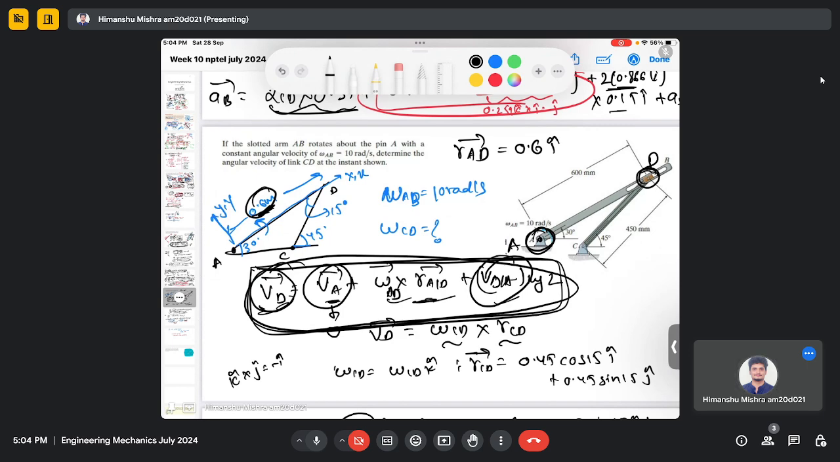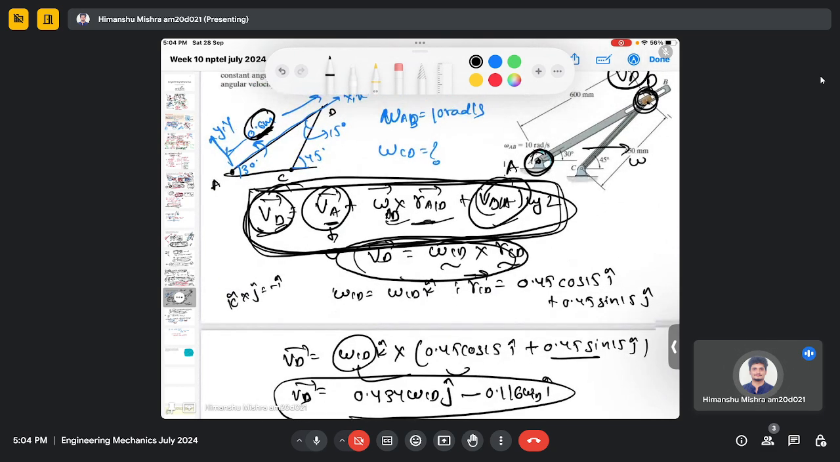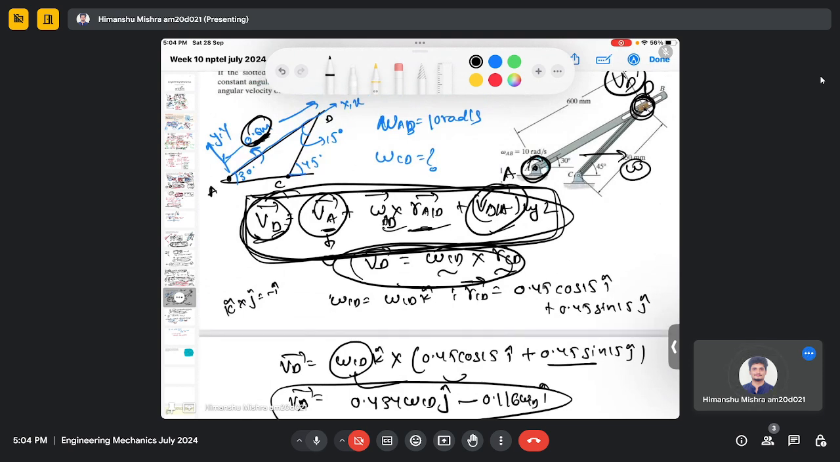So you need to choose any two points. Once you choose them, you need to figure out the velocity at point D, because it is unknown. If it is rotating, there is some translation velocity at point D, a non-zero VD, and you need to figure it out. For this we use the simple formula omega cross R to find the velocity at point D. When you use omega cross R, you need to consider the angular velocity, because you are now considering this length.